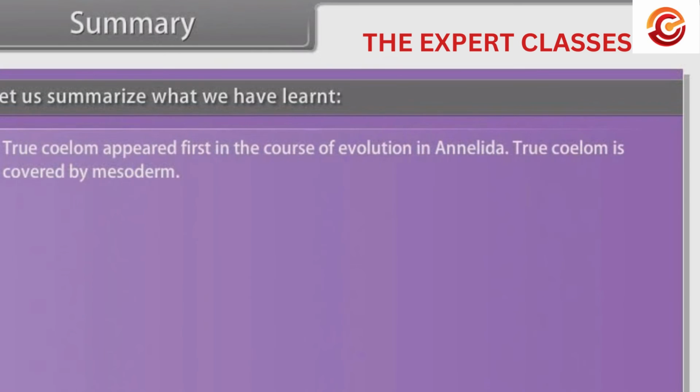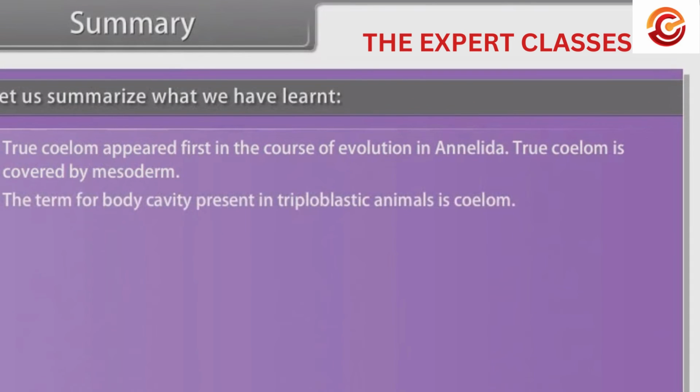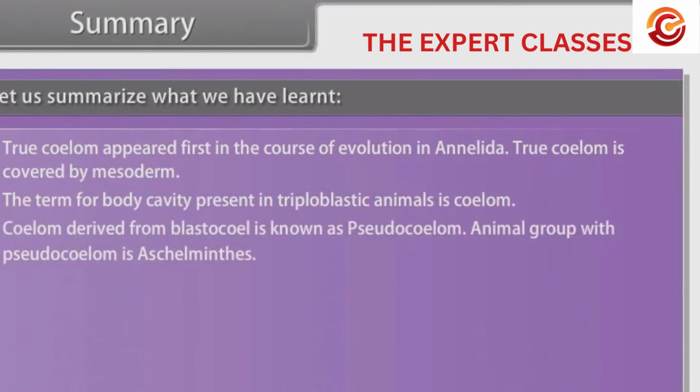True coelom appeared first in the course of evolution in Annelida. True coelom is covered by mesoderm. The term for body cavity present in triploblastic animals is coelom. Coelom derived from blastocoel is known as pseudocoelom. The animal group with pseudocoelom is Aschelminthes.